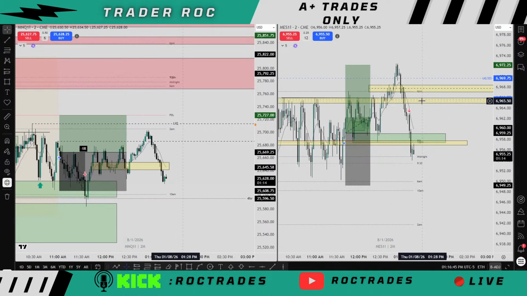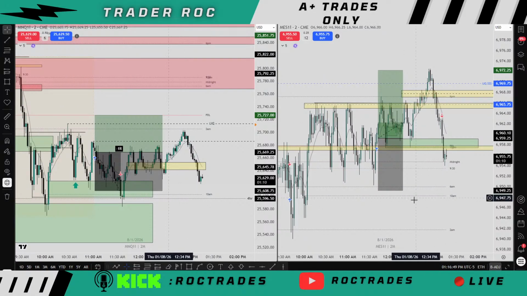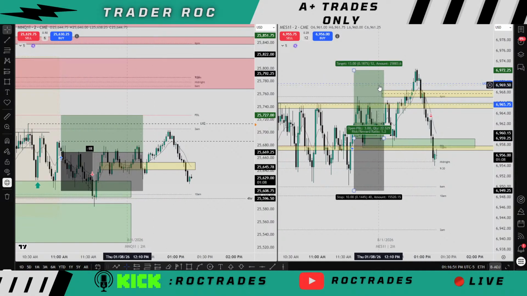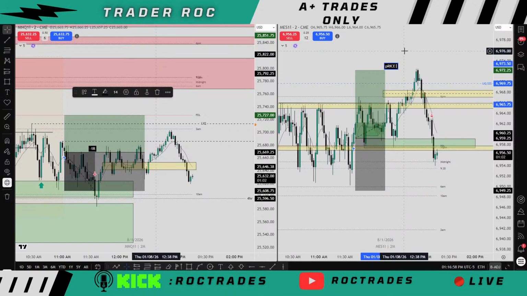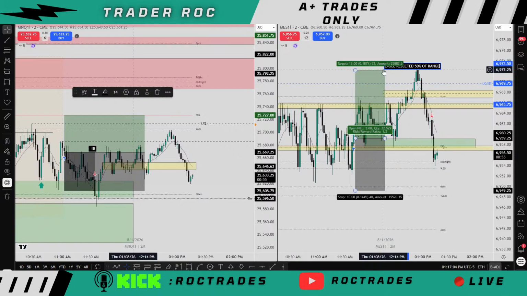So these buys are going to get squeezed. I don't think it's going to end up bullish. 50% of the range. I'll put that in my notes. Price rejected 50% of range. And it's funny, after all of that, I'm only down one trade.